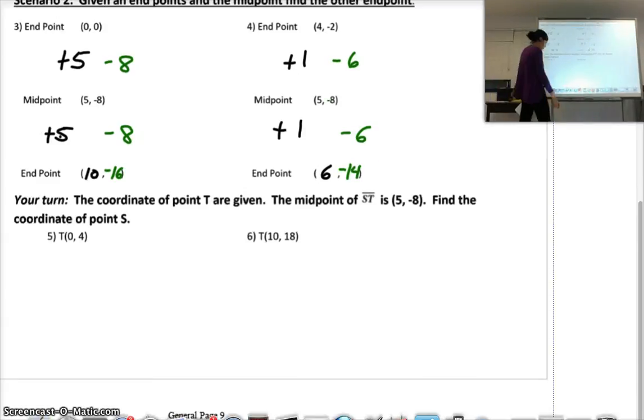Okay, the last two questions say the coordinate point T is given. The midpoint of ST is 5, negative 8. Find the coordinate of point S. So it's asking you to find the other endpoint. So the question is just like 3 and 4. The only difference is I haven't set the problem up for you. So I'm going to set up number 5, and then you're going to do number 6 on your own. So T is one of the endpoints. And then we have a midpoint.